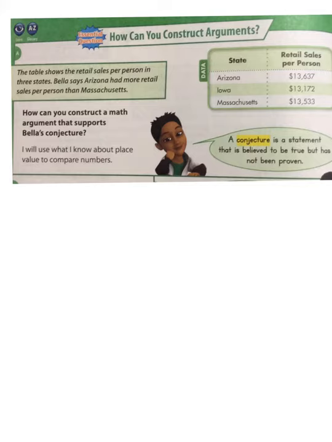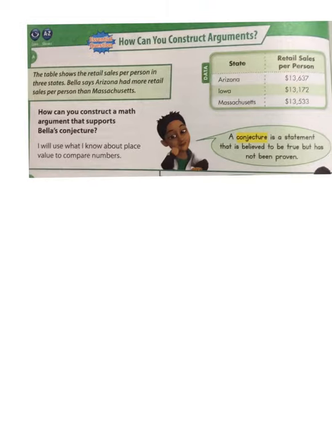Today we are going to learn how to construct arguments. A conjecture is a statement that is believed to be true but has not been proven. The table shows the retail sales per person in 3 states. Bella says Arizona has more retail sales per person than Massachusetts. How can you construct a math argument that supports Bella's conjecture?